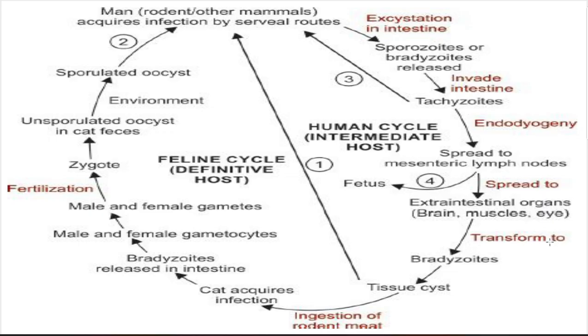Transfers to bradyzoites. From here, bradyzoites release tissue cysts, and ingestion of rodent meat. Here, the rodent meat ingests this tissue cyst and cats acquire infection by eating the rodent meat. Then bradyzoites release male and female gametocytes in the intestine. Forming male and female gametes, fertilization happens and zygote is formed. Then unsporulated oocyst in cat feces. In the environment it becomes sporulated oocyst, and this sporulated oocyst acquires infection through the several routes to man.